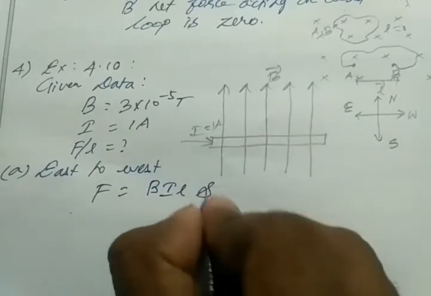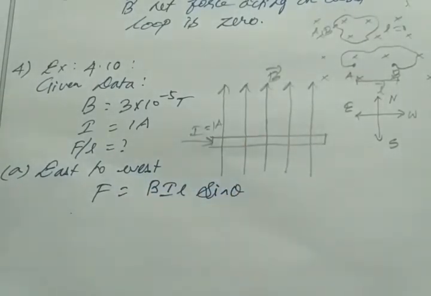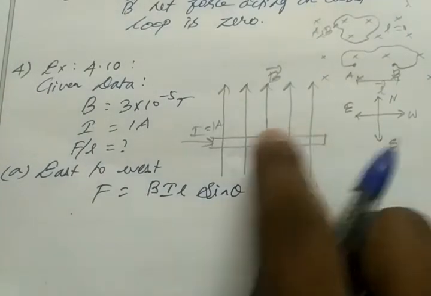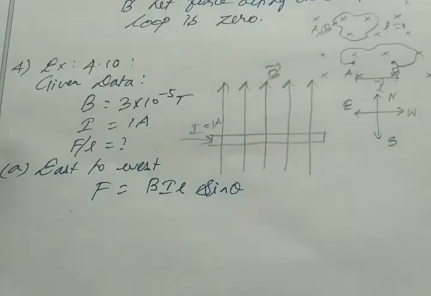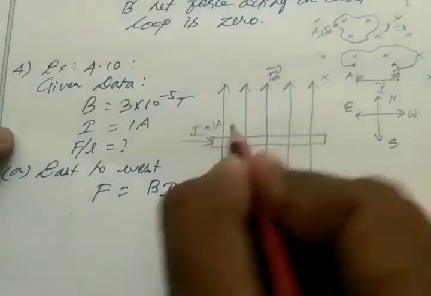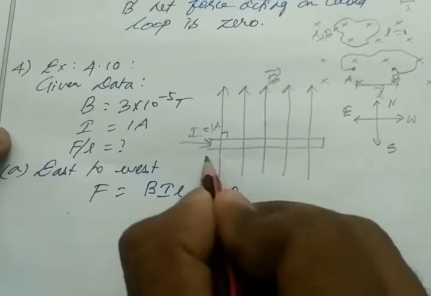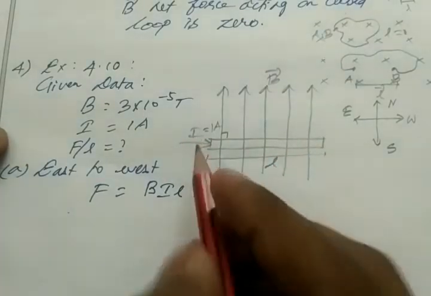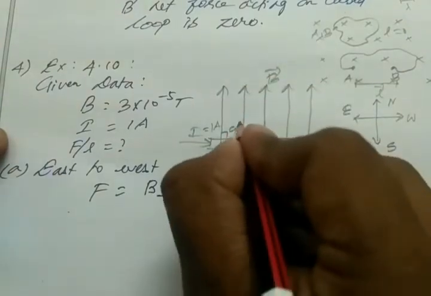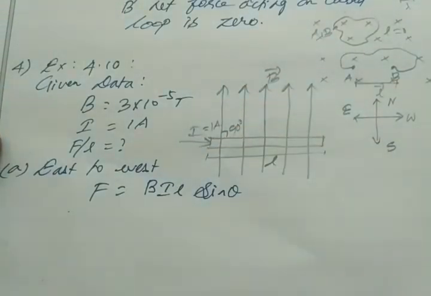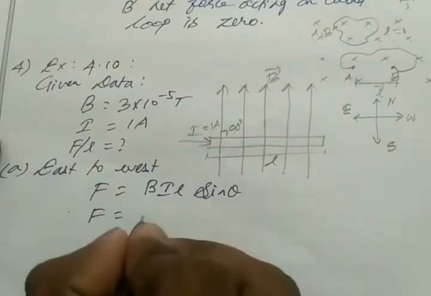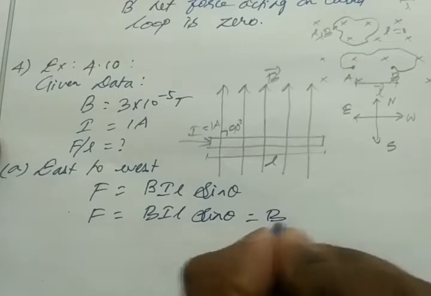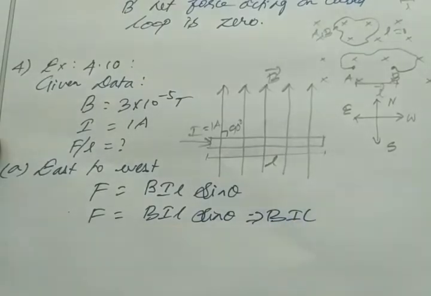BIL sin theta. Theta is the angle between the magnetic field and the length. The magnetic field is along the y-axis and my current carrying wire is along the x-axis, right? So what is the angle between these two? The angle between the length and the magnetic field is 90 degrees, right? Can you see it? So F equal to BIL sin 90, equal to BIL, right?